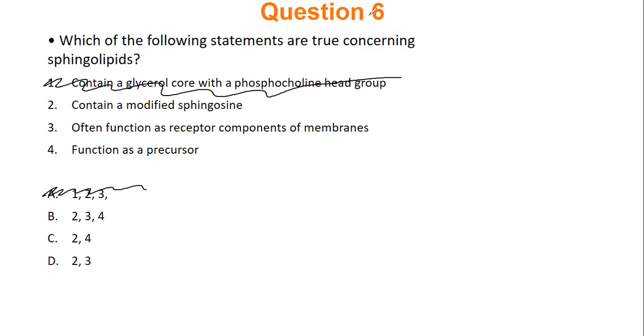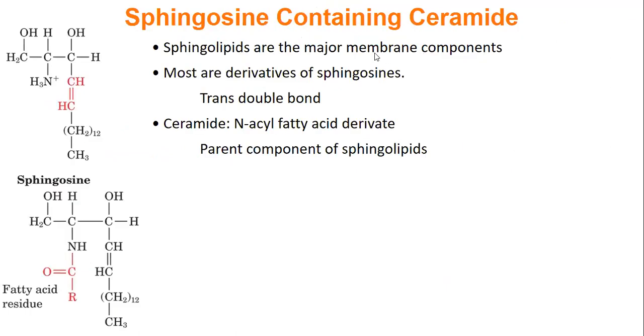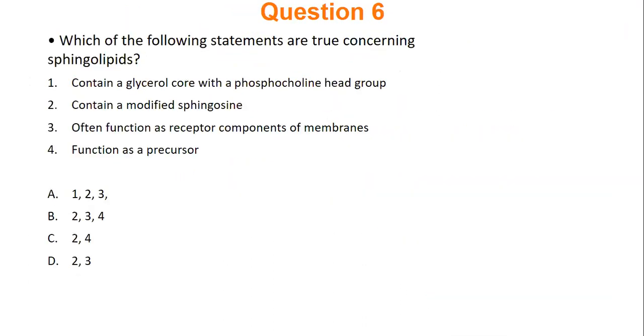Contains a modified sphingosine. So let's go back to our slides there. A sphingosine is right here. And yes, sphingolipids have sphingosines. That's what makes them a sphingolipid. So that is a true statement. Isn't sphingomyelin a sphingolipid? Yes, it is part of that class. They don't have glycerol though. So contains a modified sphingosine.